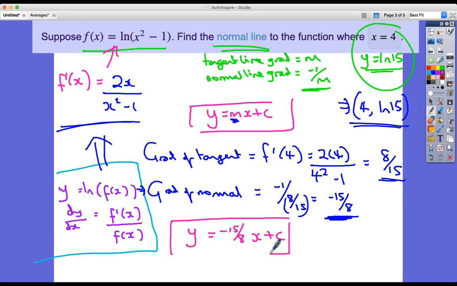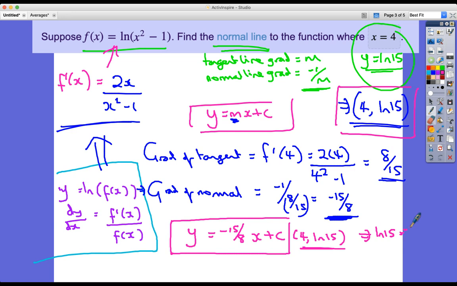Okay, now the last thing to find is the c, and this is what we're going to use to find that. Okay, so the point of tangency, this is the point where it hits. So we know that these values fit this normal line function. Let's put the values in. What we get is ln 15 is minus 15 over 8 times 4 plus c. Okay, so c is going to be equal to ln 15 plus 60 over 8.